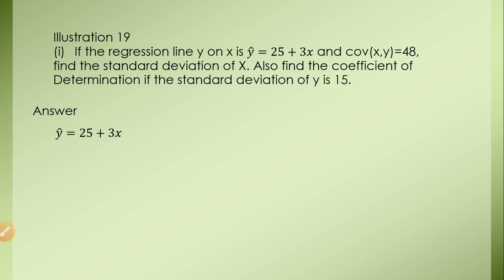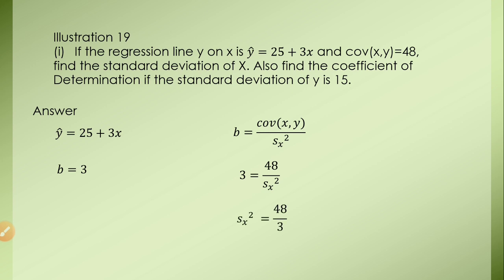y cap is 25 plus 3x. What does it mean? y cap is a plus bx, so 25 is a and 3 is b. So you can know that b is 3. This b will work. Now the formula of b is covariance xy upon sx square. So now you can see in the question b is given and covariance xy is given. So you have to just put the value in place of b and the value of covariance xy. Now we'll solve the sum.